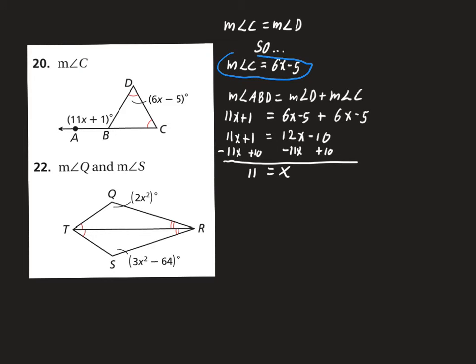But we're asked to find what the measure of angle C is, so I'm going to put that back into that expression. So we get 6 times 11 minus 5. That'll give us our 66 minus 5. So we get 61 degrees. The measure of angle C is 61 degrees.